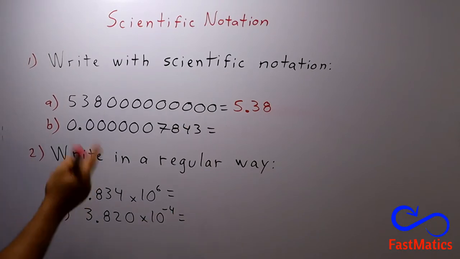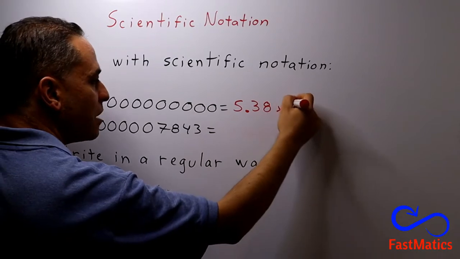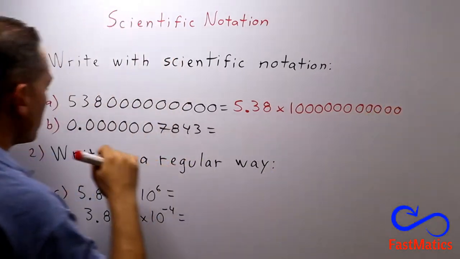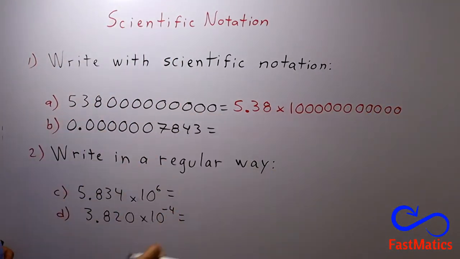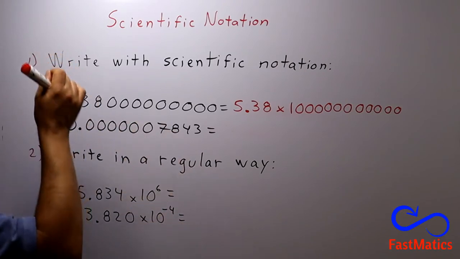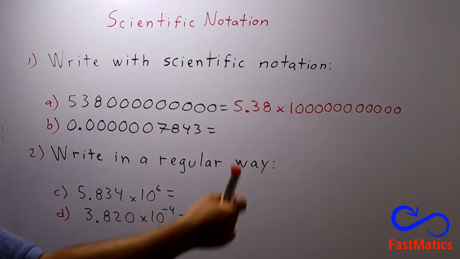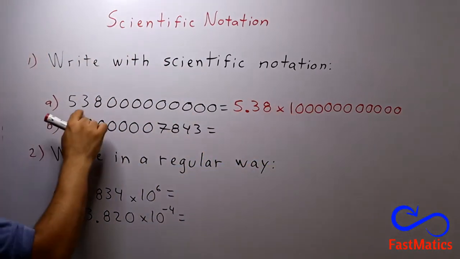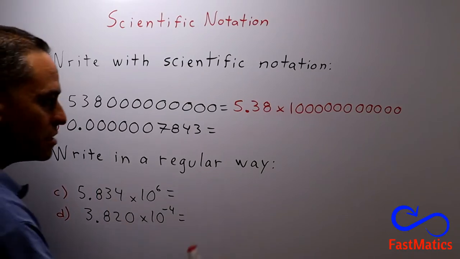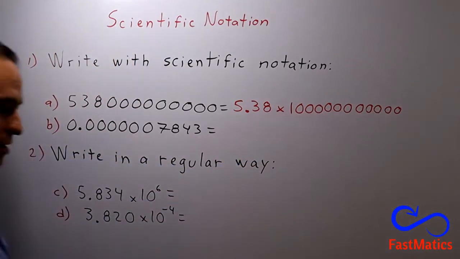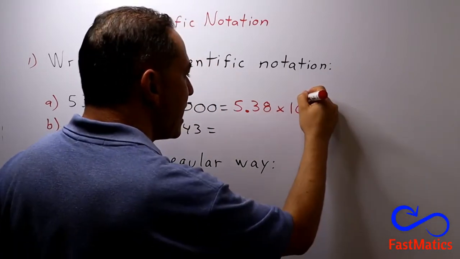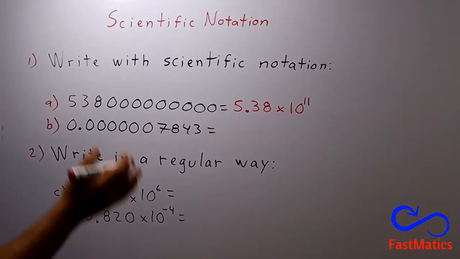So, I should multiply this number times 1 with 11 zeros to get to the end of the number. Because when you multiply by 10, by 100, by 1000, you must just move the decimal point to the right. So if here you have 11 zeros, you are going to move 11 places the decimal point to the right. But you can abbreviate that. You can write 10 to the 11th power. And that's it.